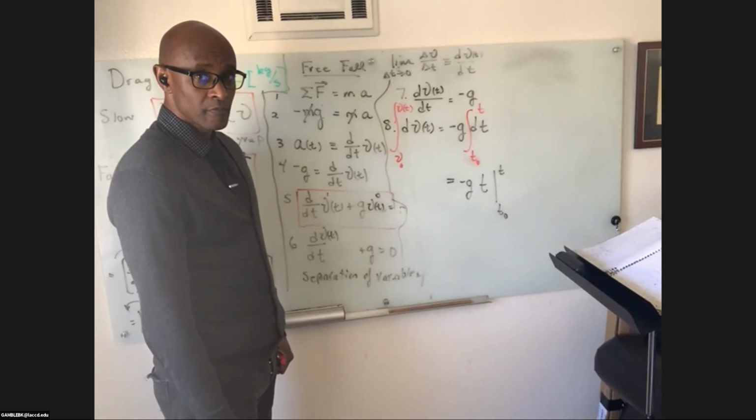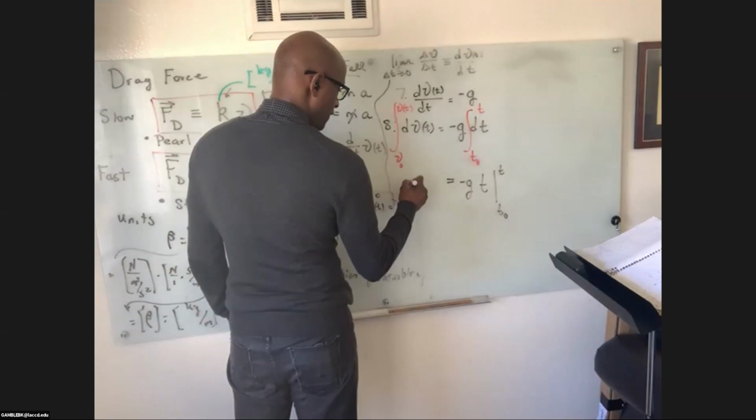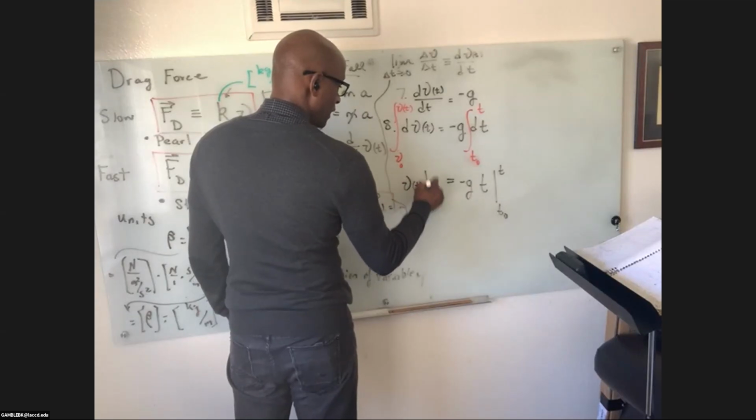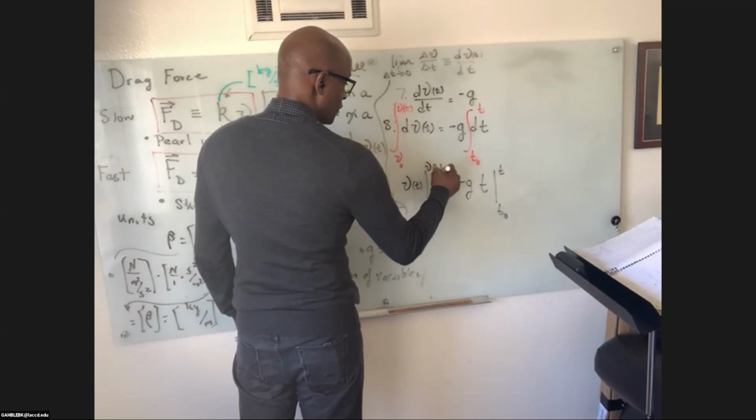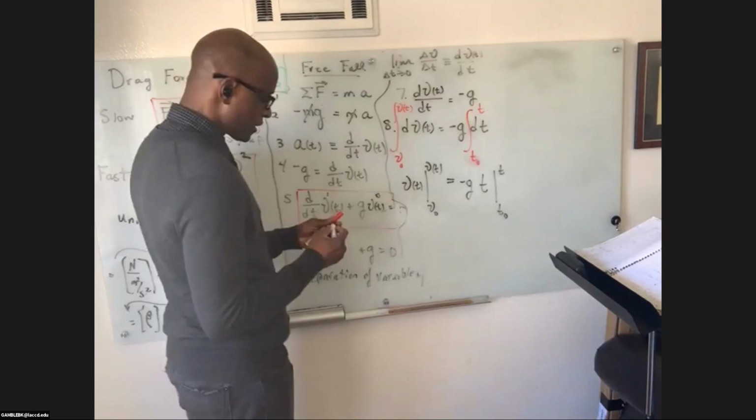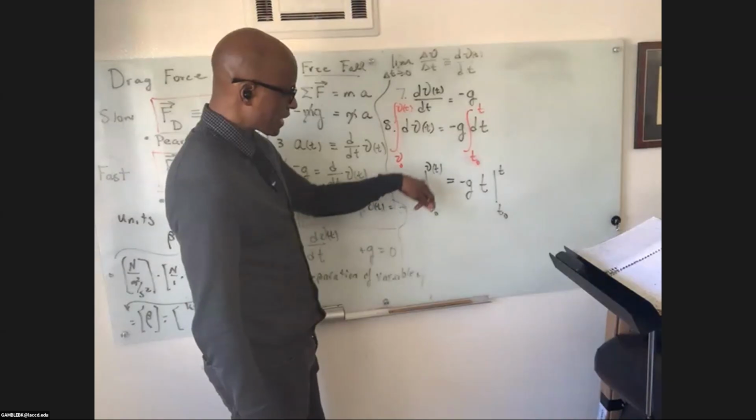V of t. Oh, your mic went off. Okay, yeah, V of t. So over here, you're going to have V of t, V naught to V of t. That's where I'm kind of fudging a little bit, because I'm saying that it's V of t, but I'm also saying that the limit is V of t.